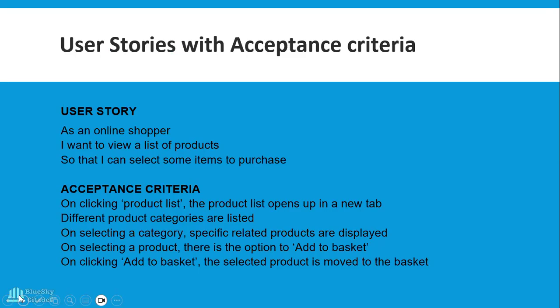As an online shopper, I want to view a list of products so that I can select some items to purchase. So acceptance criteria. On clicking product list, the product list opens up in a new tab. If that happens, what would you do? You click. You are testing it, right? You take it as passed. Different product categories are listed. If that happens, you take it as passed. On selecting a category, specific related products are displayed. If that happens, you take it. On selecting a product, there is the option to add to basket. Does that happen? If so, take it. On clicking add to basket, the selected product is moved to the basket. Again, if that's the response you get, that means everything has happened as you expect, and you can say the user story is complete. Okay.